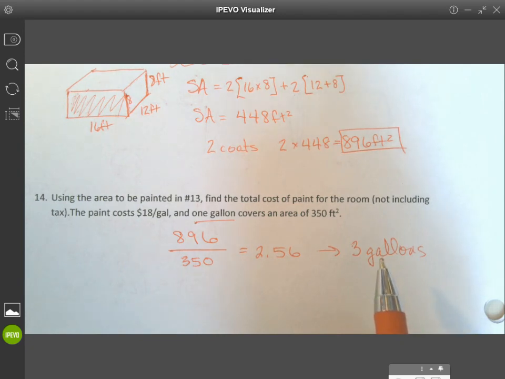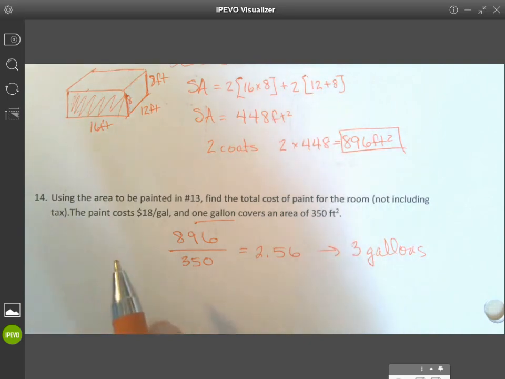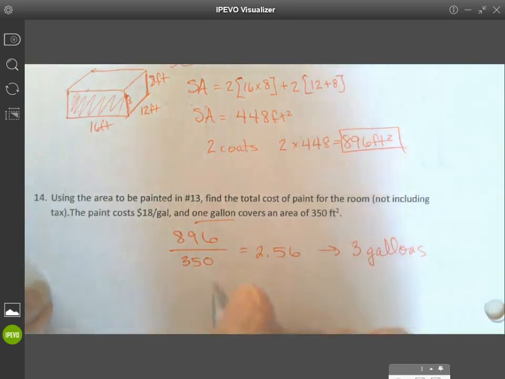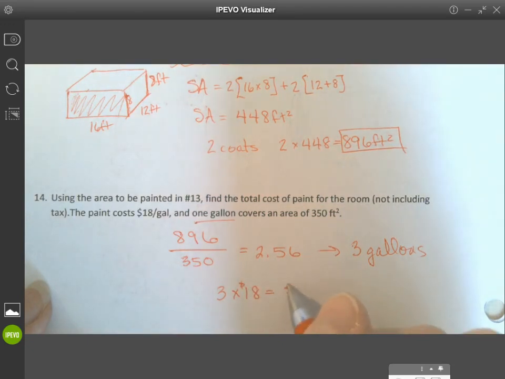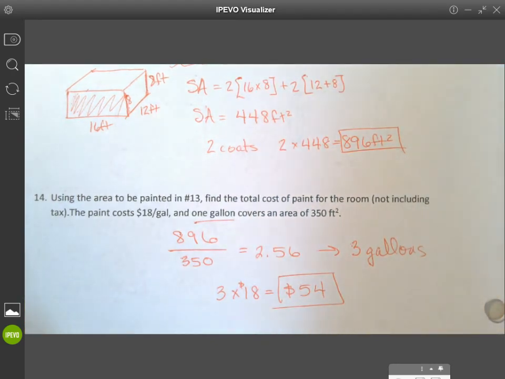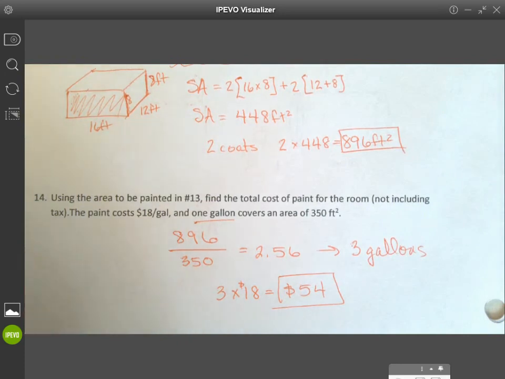Now, that's not what it asked, though. It asked for the cost. So we're not worried about tax. What's the cost? It's each gallon is $18. So, anybody? $54 in paint. And that's actually a really good deal because we're not worried about tax. But it's a good deal because that's pretty cheap paint. You're not going to find paint that cheap. All right, fabulous.